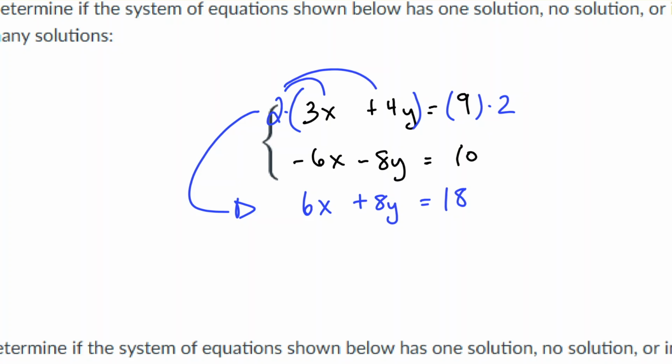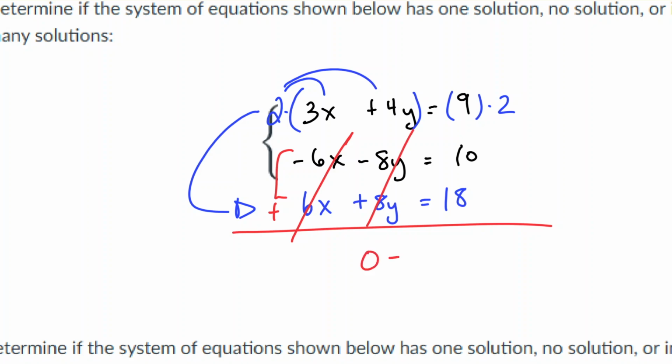And now if we consider adding this manipulated first and second equation, negative 6x plus 6x, the 6x's completely cancel. But it also happens that the y's cancel because it's a negative 8y and an 8y, so there's nothing left on the left side. How do we write nothing? We write it as 0 equals 10 plus 18 is 28.